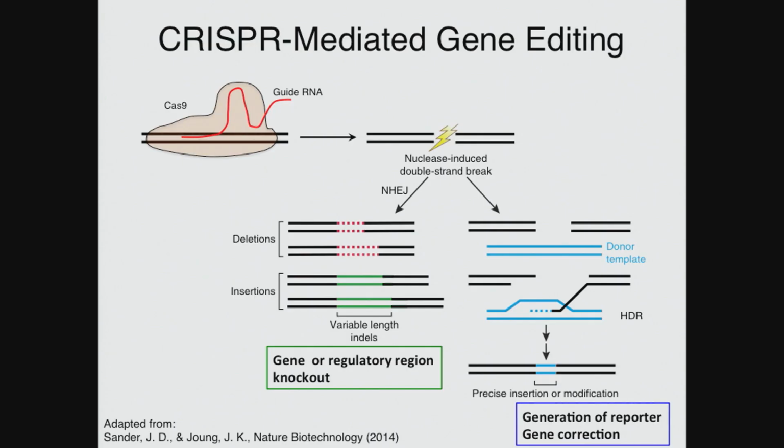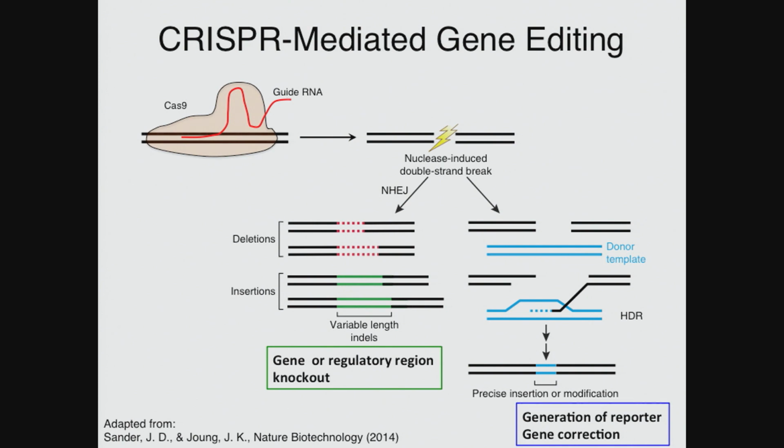I missed that part. Okay, so again, I'm going to tell you about CRISPR-mediated gene editing. The general idea is that the CRISPR-Cas9 system is a tool that you can use to make a very precise nuclease-induced double-stranded break in DNA. And this allows you to do a number of possible repairs. By not giving the DNA a template to repair, you can hope that it might make a deletion or an insertion sort of at random, which can cause a gene or regulatory region knockout.